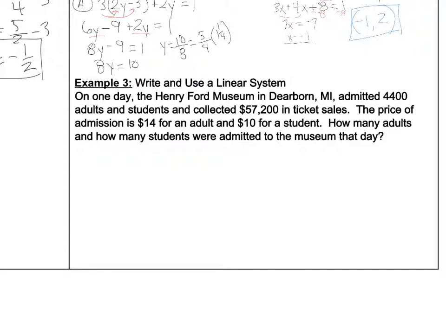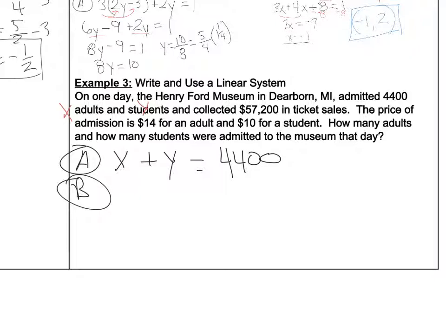You need two equations. Let's call adults x, students y. And on this day, if I was going to write equation A, adults plus students equaled 4,400 people. Does that make sense? I surely hope so.